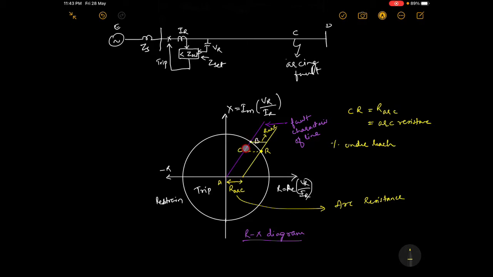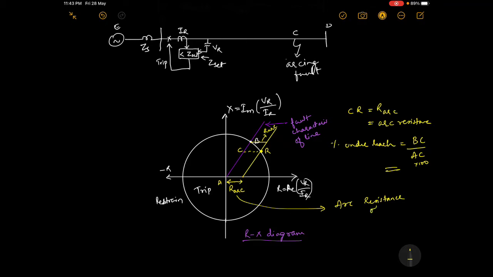So what is under reach? BC. So percentage means BC by AC. AC is the actual total length, but this much is the shortfall. So this is the shortfall into 100, of course into 100 because it is percentage. So this is your formula.